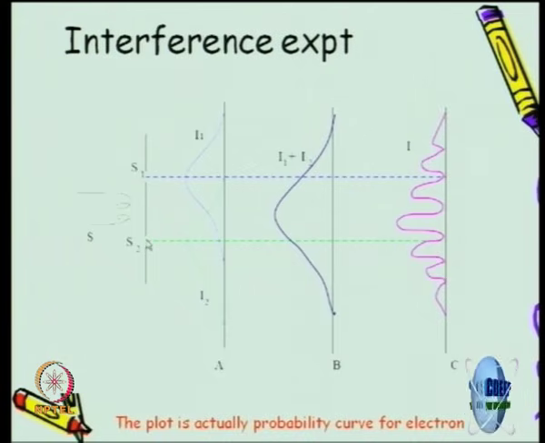what is your expectation? It has to be like a wave. This is what you will expect with constructive and destructive interference. But if you try to see through which slit it went, then what happens? The interference pattern disappears.